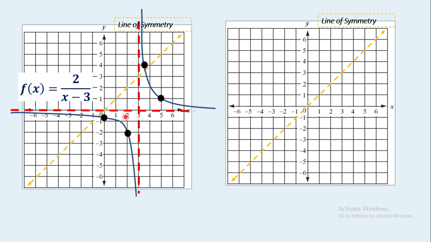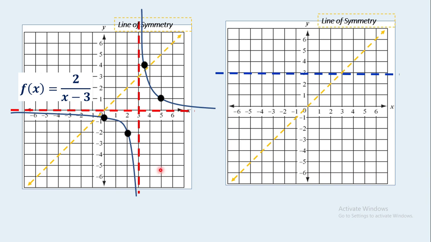Let us start with the vertical asymptote from the original function. Our vertical asymptote of the original function is x equals 3. So in the inverse function, this becomes the horizontal asymptote. This vertical asymptote becomes the horizontal asymptote in the graph of the inverse function. So this is x equals 3, so our horizontal asymptote of the inverse of this function shall be y equals 3. So this is our horizontal asymptote from the vertical asymptote.